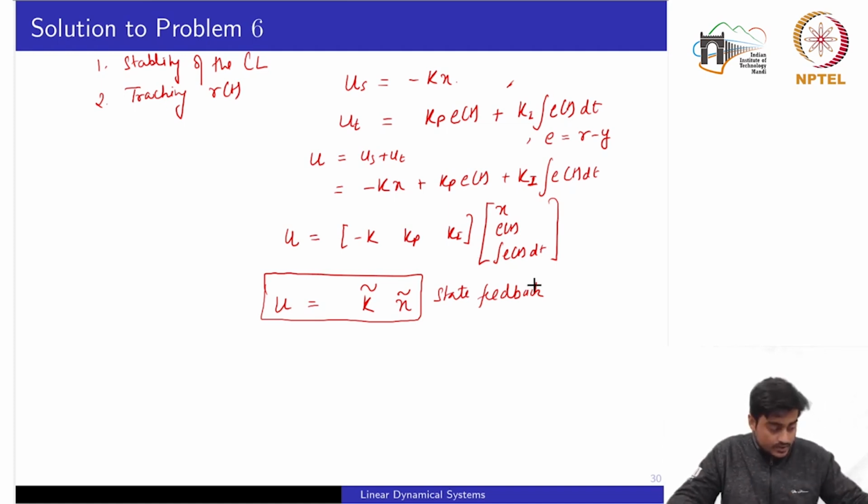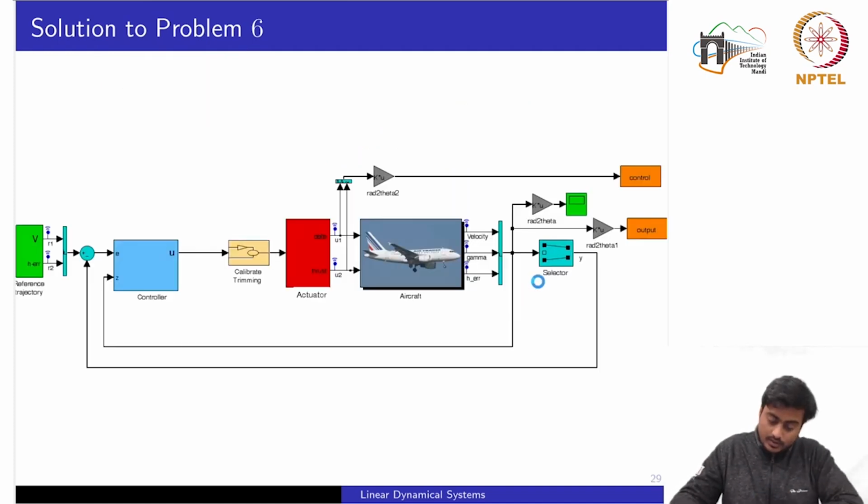Okay, so if we see the closed loop system, this is how it would look like. These are the aircraft dynamics, the nonlinear system around some trim conditions, which is the actuator. So delta and thrust would be the two inputs to the system. Here is just the trimming block which we use in the Simulink, and these are three states: velocity, gamma and h_r.